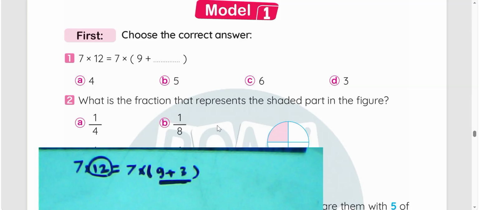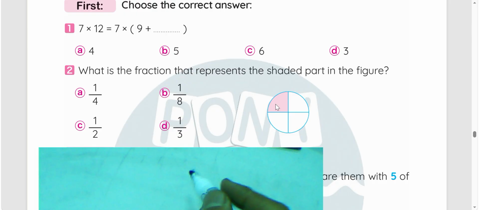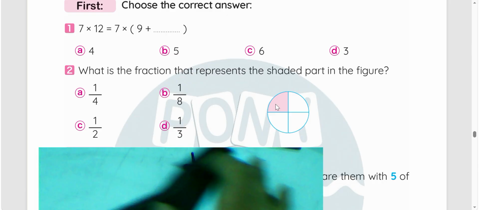Next question. What is the fraction that represents the shaded part here? Look at here. Colored one part from 4 parts. The result will be 1 over 4. 1 part colored from 4 parts.